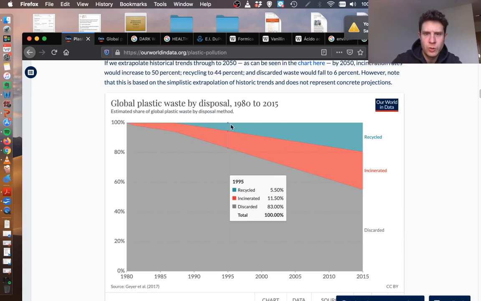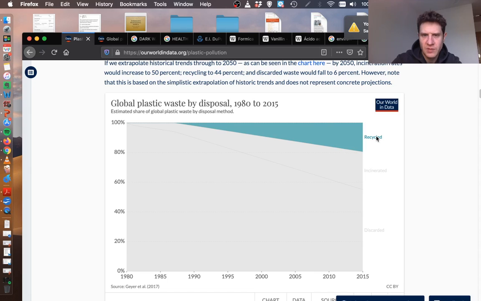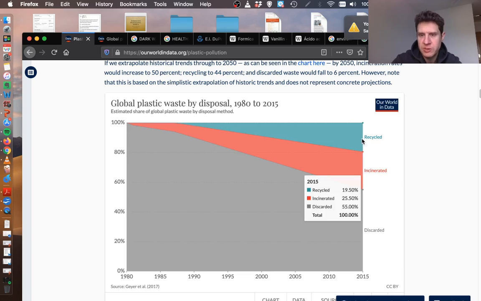So here, we have increased the recycled plastic. Every year we are increasing it, but in 2015 only 20% of the plastic is recycled. The other 80% is incinerated, burned, or 50% is discarded under the earth or in the ocean.